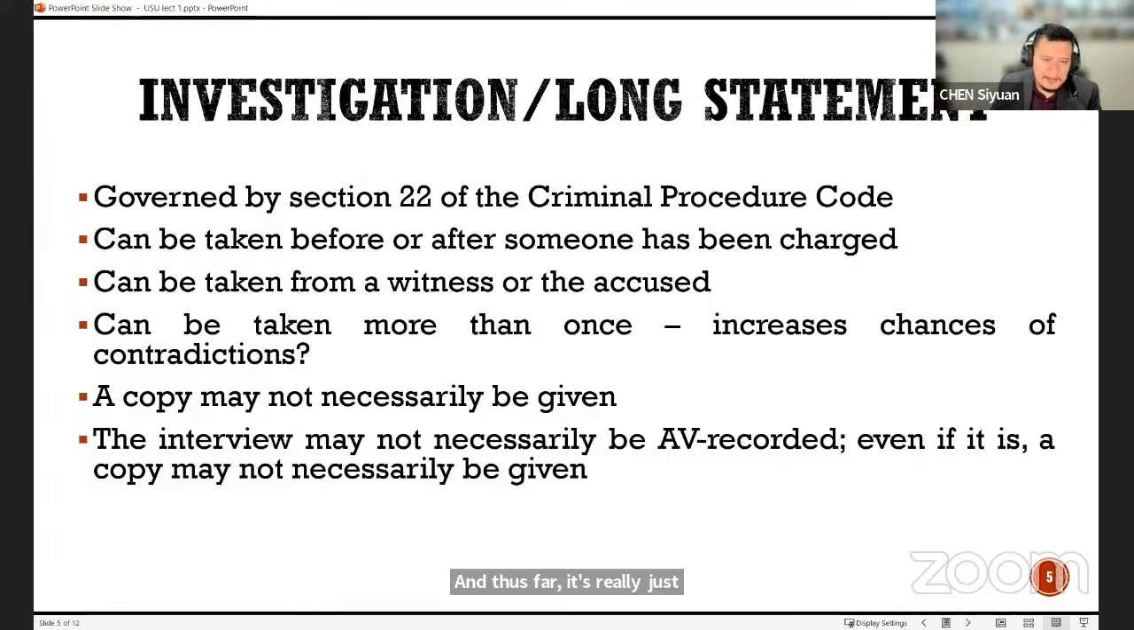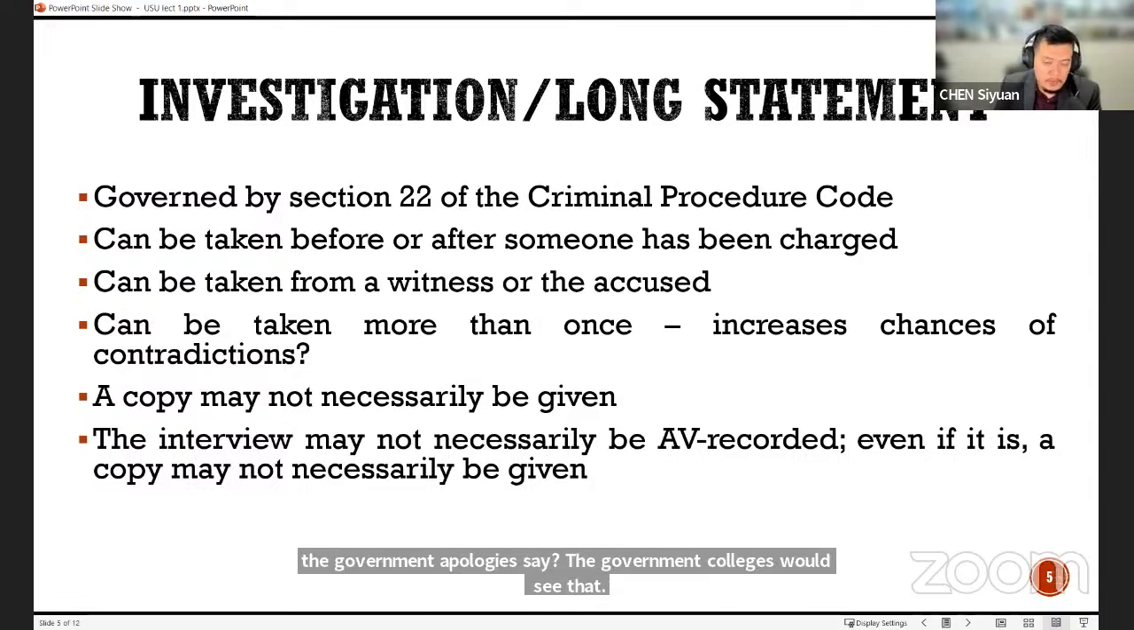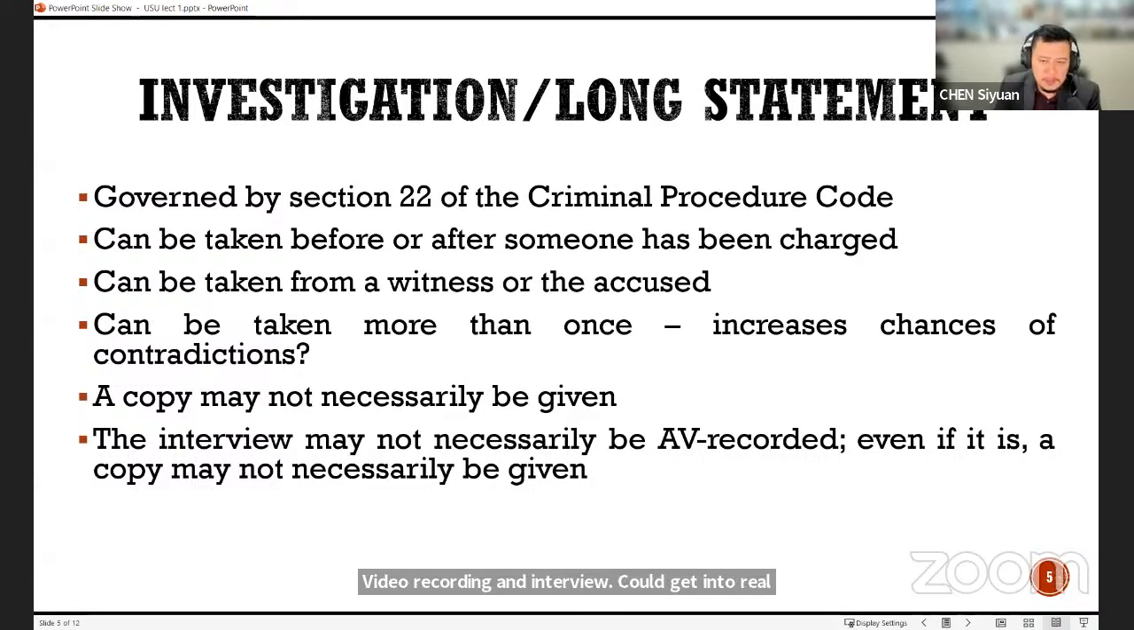But what would the other side say? What would the government apologists say? The government apologists would say that video recording an interview could get in the way of investigations. Right? When you know that you're being video recorded, the sort of things that you would say may not be the same if you were not video recorded. So that's one argument. The other argument, of course, is that, look, you should just trust the police. You should trust the system.